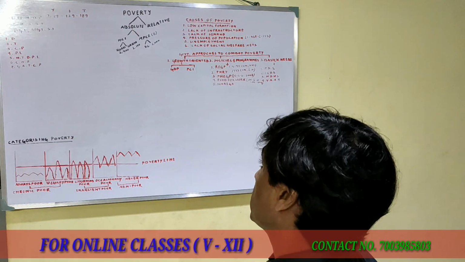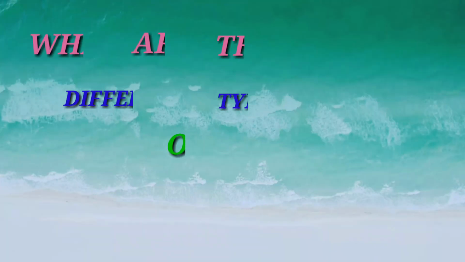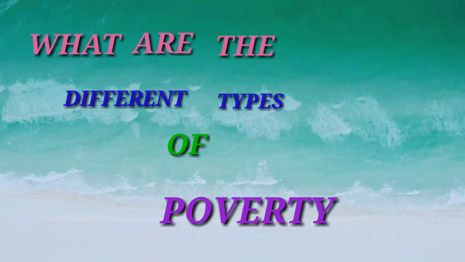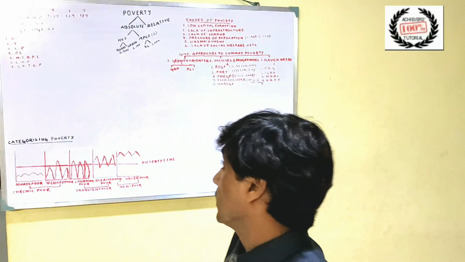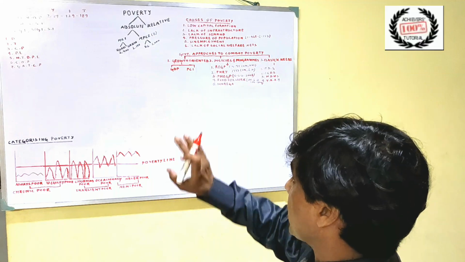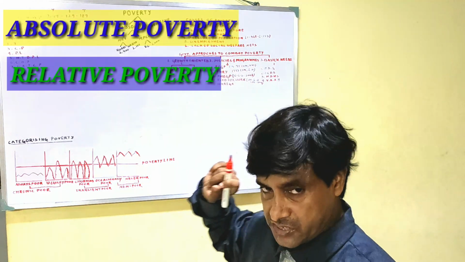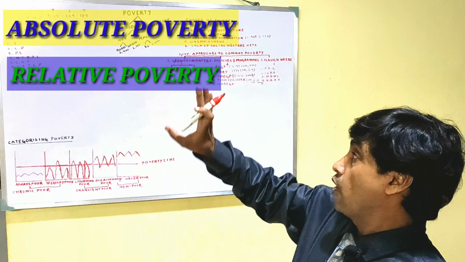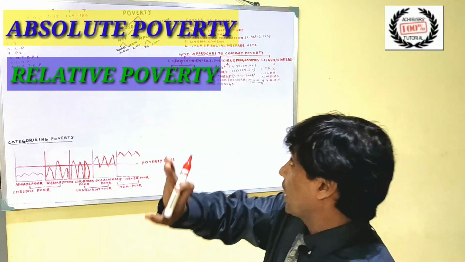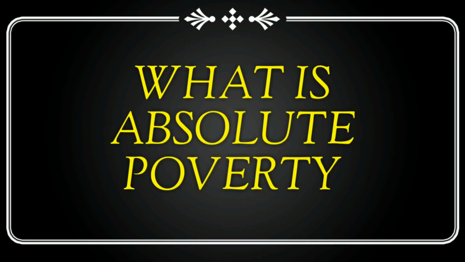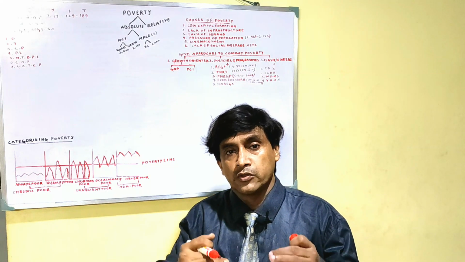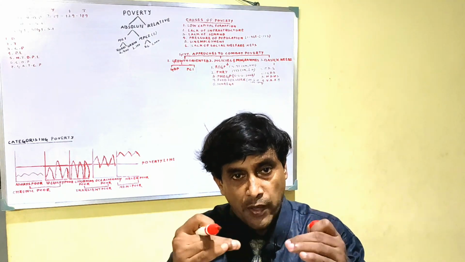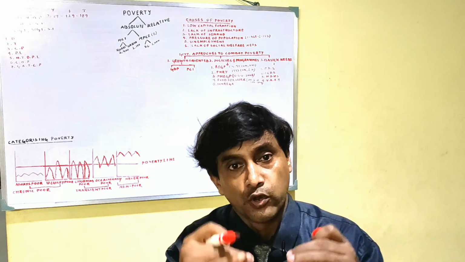Now, next we have to understand what the different types of poverty are. Poverty is of two types: one is absolute poverty, one is relative poverty. If a question comes, what are the different types of poverty? Absolute and relative poverty. So what is absolute poverty? Absolute poverty means those people are BPL, below the poverty line. That is called absolute poverty.